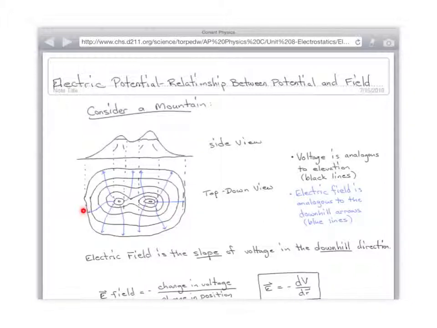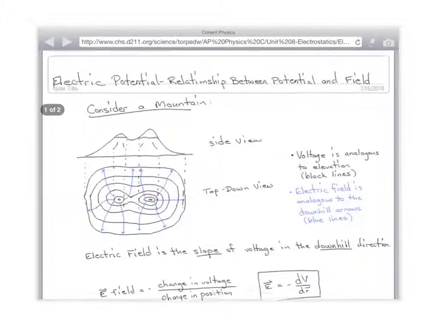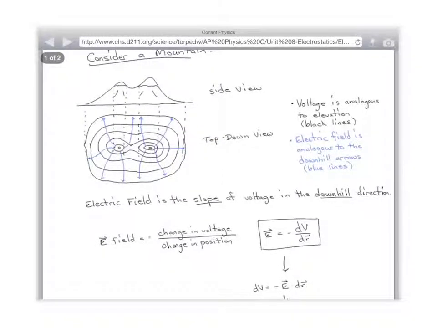All right, cool. Now, mathematically, if you're in multivariable, you know that this is a gradient. If you're not in multivariable, you know that the direction changes, but the slope is a derivative. And since we're interested in the down, not the up, it's actually the negative derivative. So electric field is the negative derivative, E equals negative dV over dr, where r is the downhill direction.